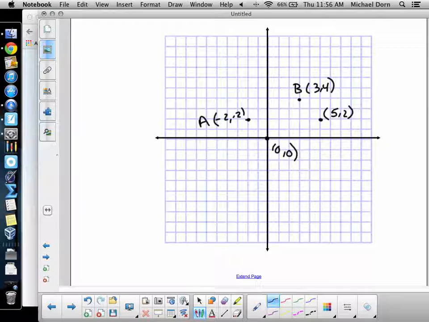Okay, here's A, B, C, D. What type of shape is it?